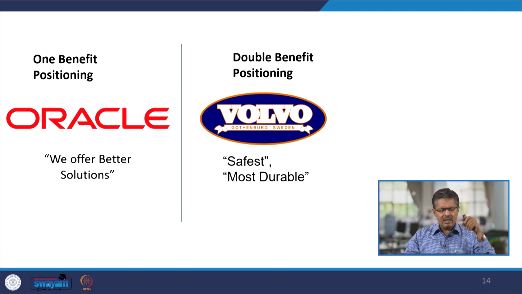Now, let us see this example. A company like Oracle says we offer better solutions. So, better solutions is where they want to position: one benefit positioning. On the other hand, a company like Volvo, a manufacturer of automobiles, says the safest and the most durable. So, two positioning statements. Sometimes companies can go for even more than two also. These are the kinds of positioning that a company does on the basis of the benefits that people can get.